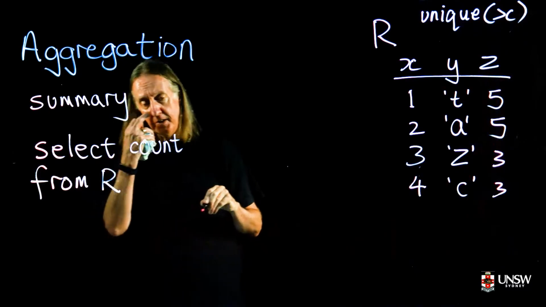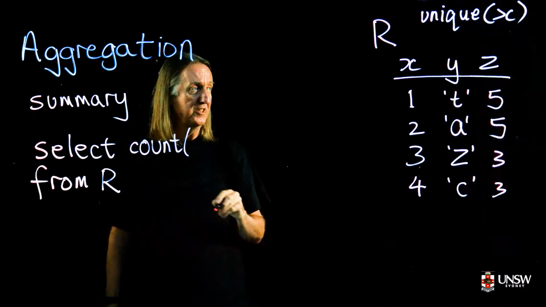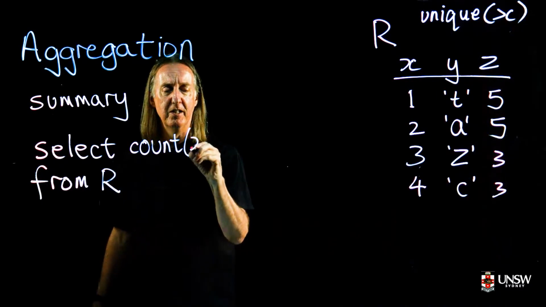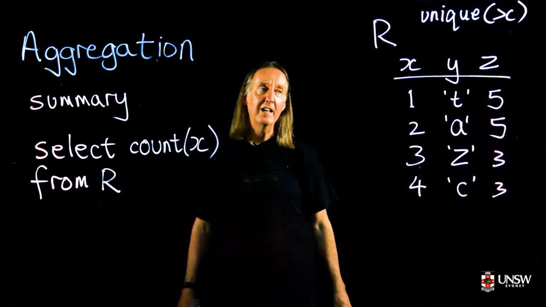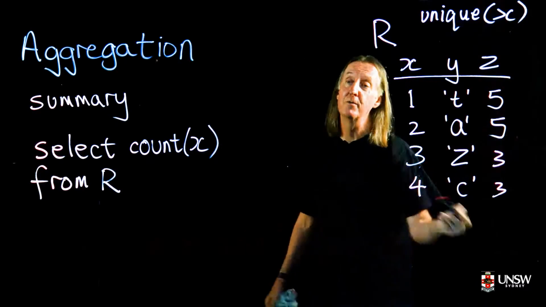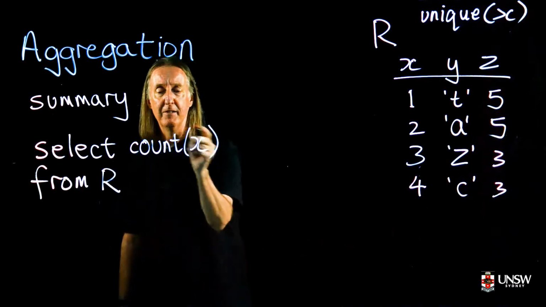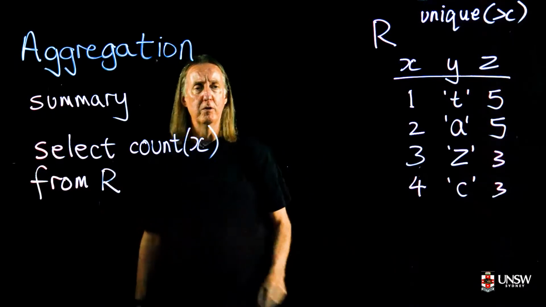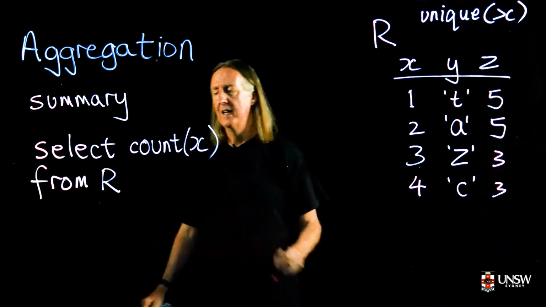It's called count. And since it's a function, there's a special notation that we could use, star, but let's do that. So we're going to count all the x values from the table R. 1, 2, 3, 4. There are 4 different x values. So the result that we're going to get for the first attribute of the output is going to be 4. So once again, we haven't got a where clause, so it's going to look at the whole table.